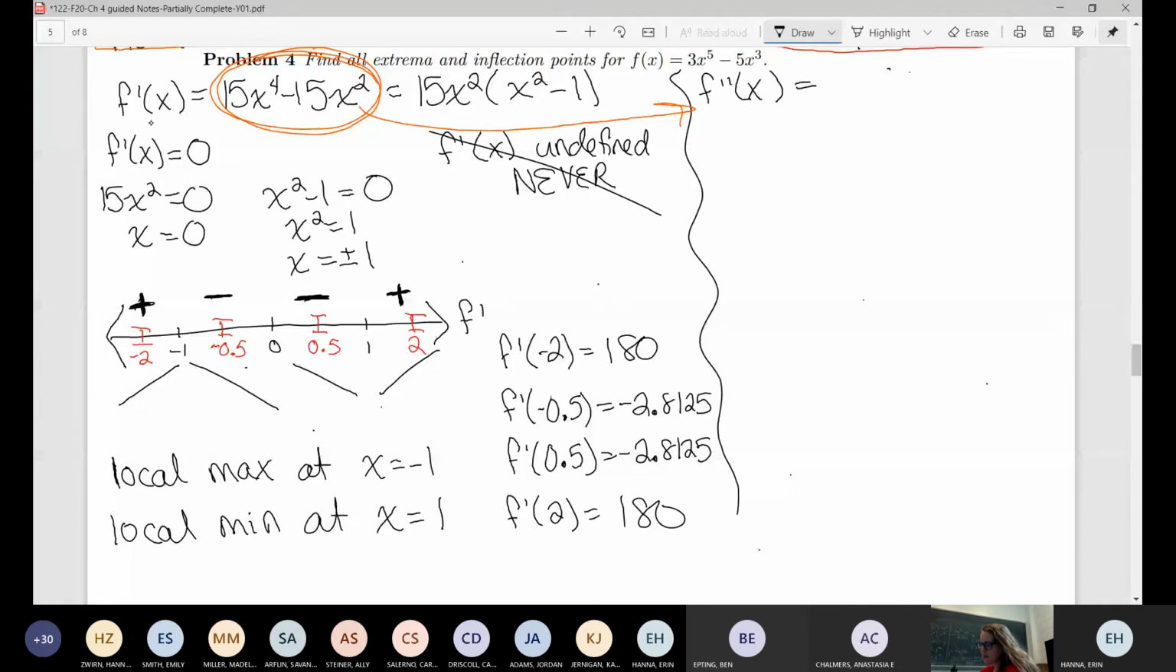So we'll get 15 times 4 is 60, x cubed minus 30x squared. Pull out what they have in common. They have a 30x squared. Sorry, that should be 30x, not 30x squared. They have a 30x in common, so pull out a 30x. You'll be left with 2x squared minus 1.